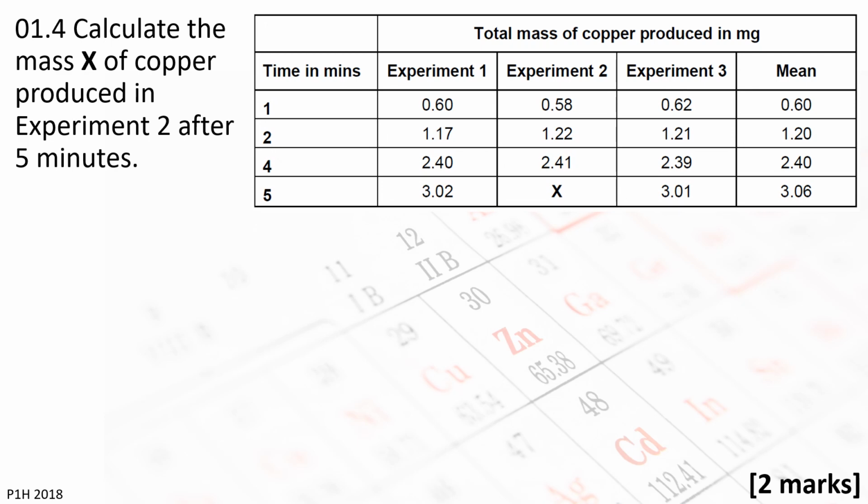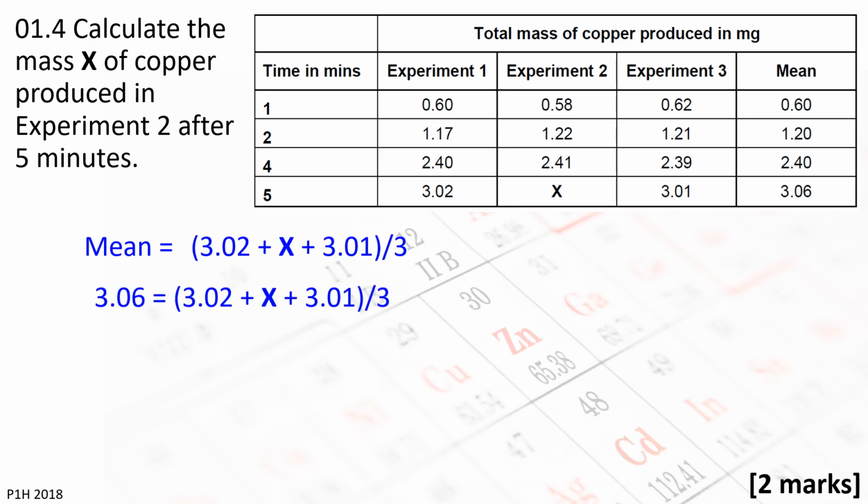Calculate the mass X of copper produced in experiment 2 after 5 minutes. Usually we have to work out the mean mass from a set of results. Here we are given the mean and have to work backwards. We use exactly the same formula and then rearrange to find the unknown mass.